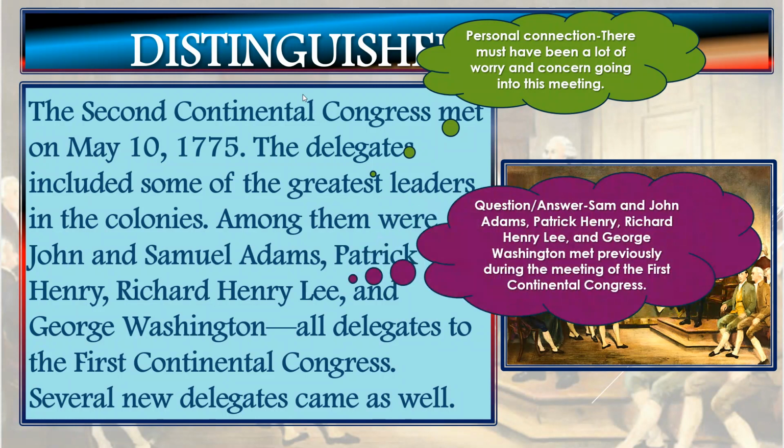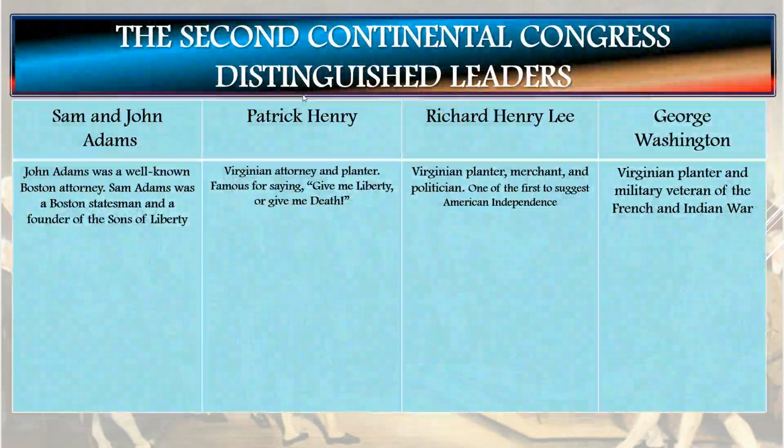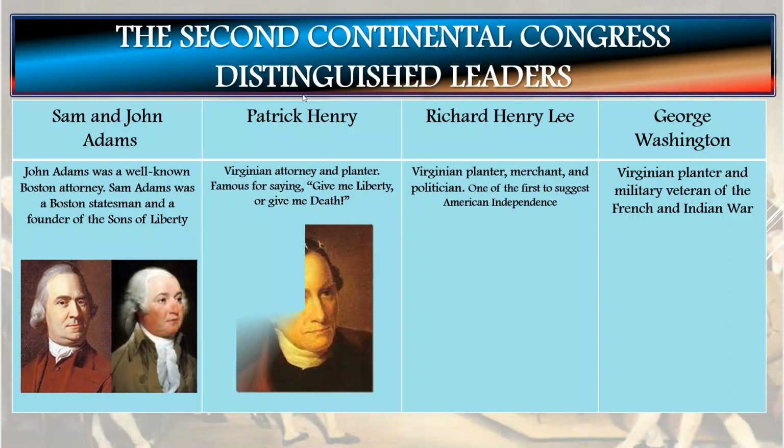Question and answer. Sam and John Adams, Patrick Henry, Richard Henry Lee, and George Washington met previously during the meeting of the First Continental Congress. Just so you know who these people are: Sam and John Adams, well-known Boston attorney. Sam Adams was a Boston statesman and founder of the Sons of Liberty. Sam is on the left, John is on the right. Patrick Henry was a Virginian attorney and planter, famous for saying, "Give me liberty or give me death."